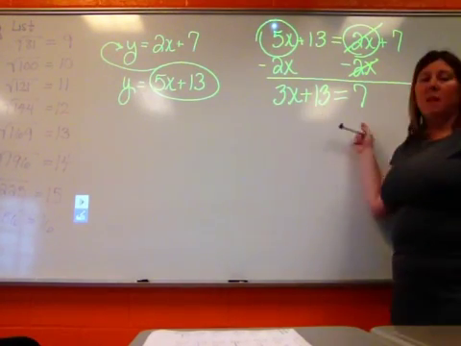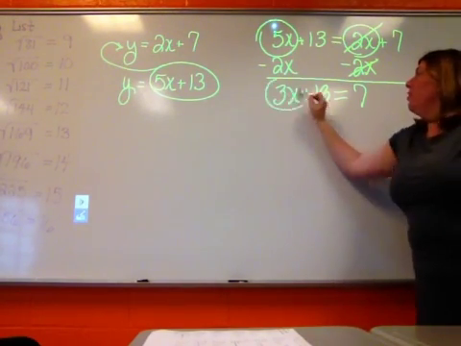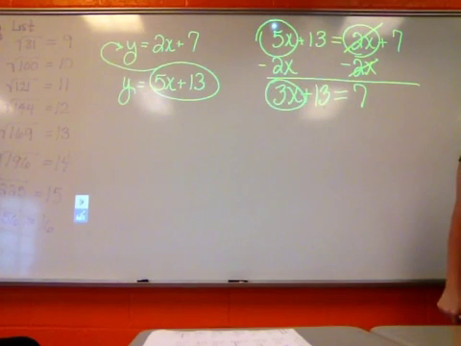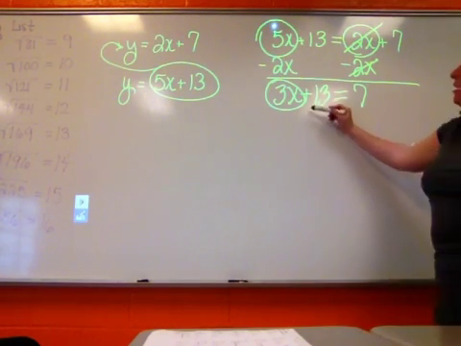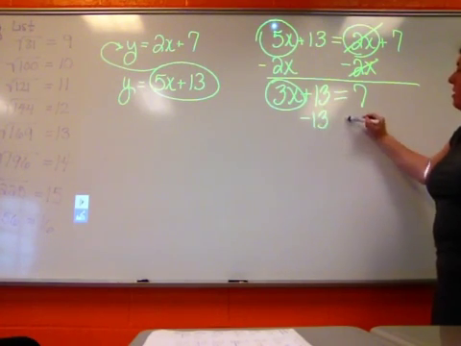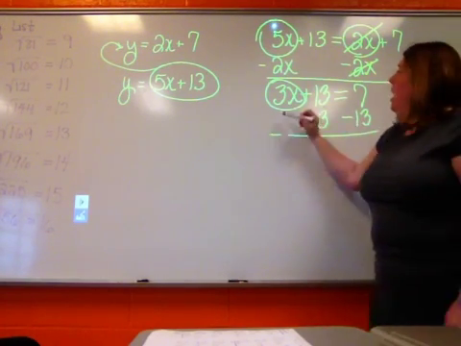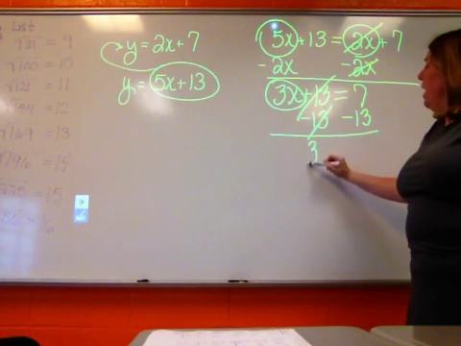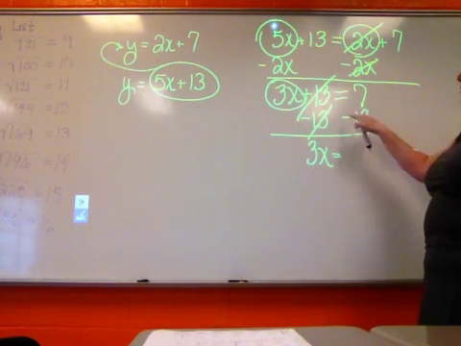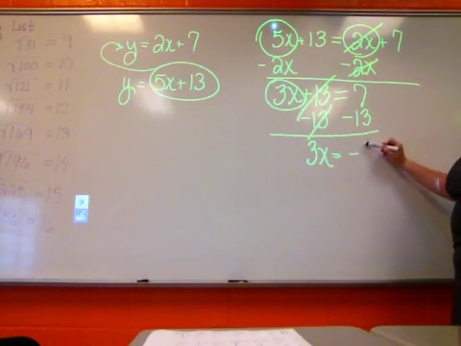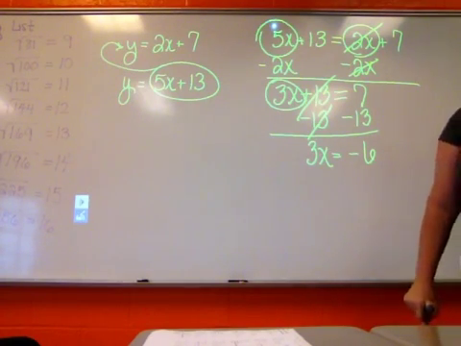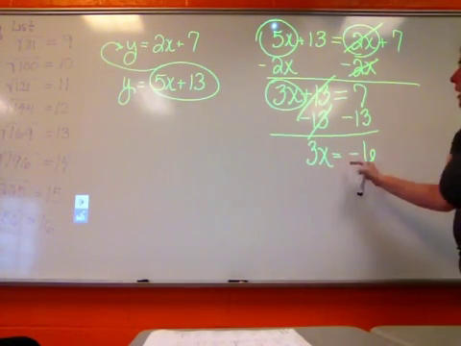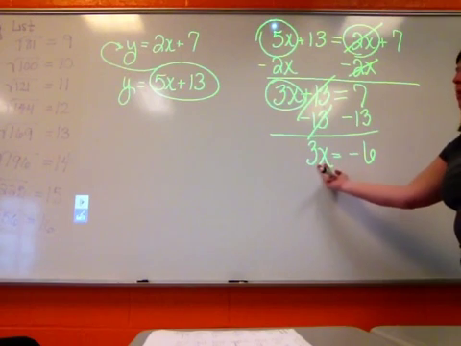Now, this is a simple two-step equation. Here's my 3x, there's my plus 13. I need to get rid of my plus 13. So to get rid of my plus 13, I'm going to do the inverse, which is minus 13. And so those are going to cancel, and 3x is going to equal 7 minus 13, which happens to be a negative 6.